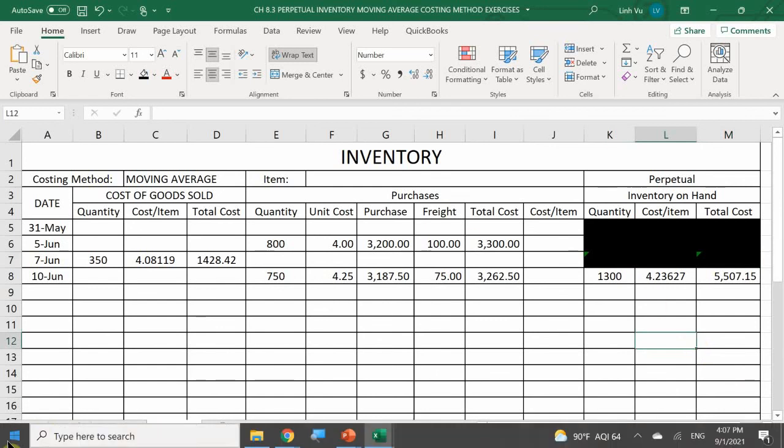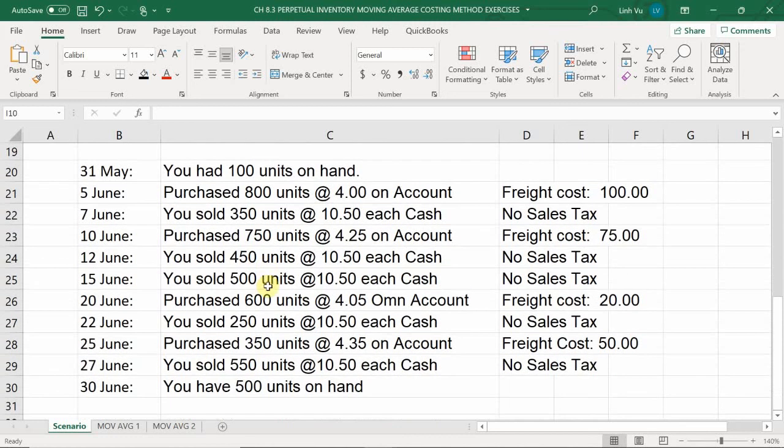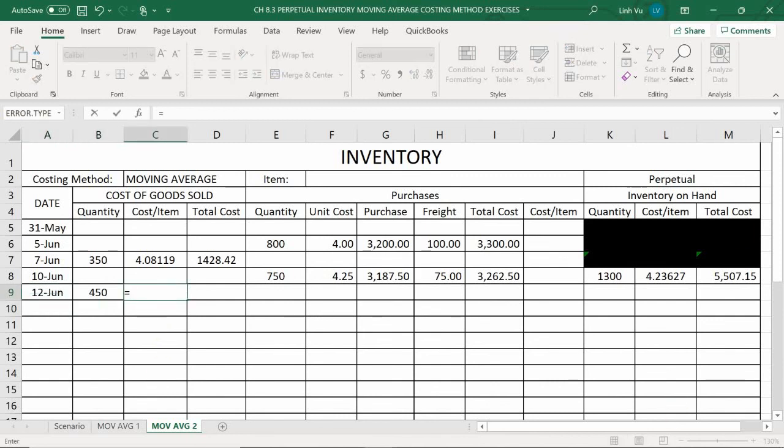So now we have 1,300 items left to sell. Then on June 12th, we end up selling 450 units at our average cost per item of $4.23627. So in this case, what is going to be my total cost of goods sold?